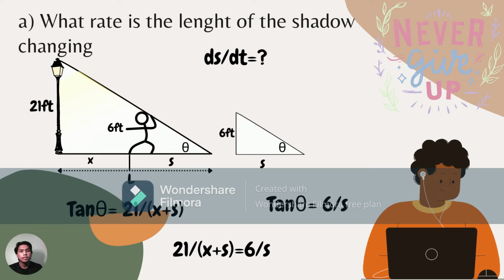You notice that these two triangles have the same angle theta, so we can apply a trigonometric formula. The one that we can use is tangent, which is opposite over adjacent. On the larger triangle, tangent theta equals 21 over x plus s. On the smaller triangle, tangent theta equals 6 over s. As both thetas are equal, we can put them together: 21 over x plus s equals 6 over s.